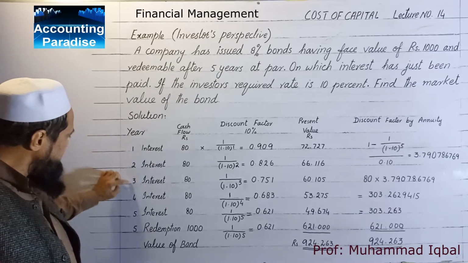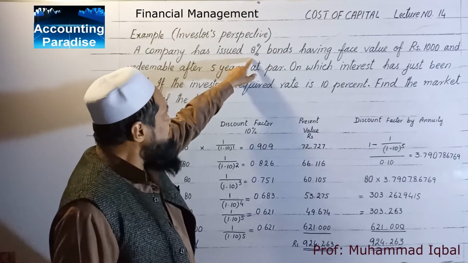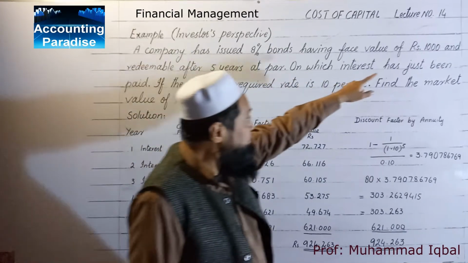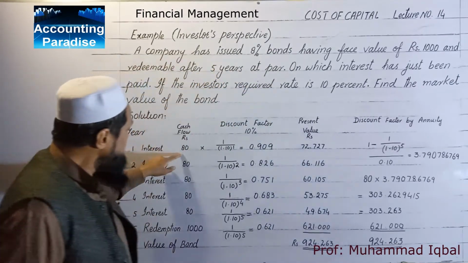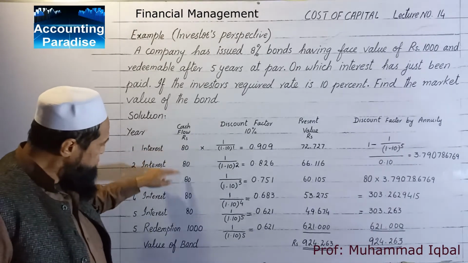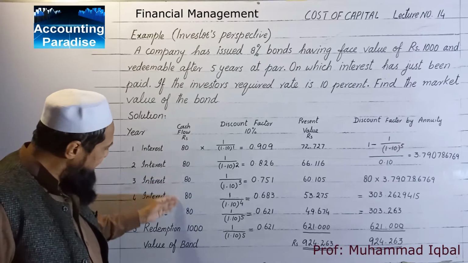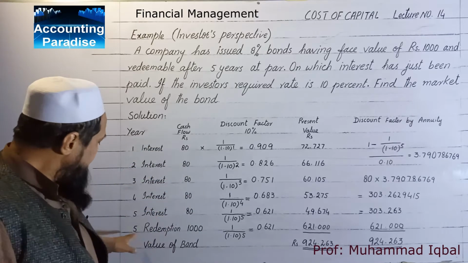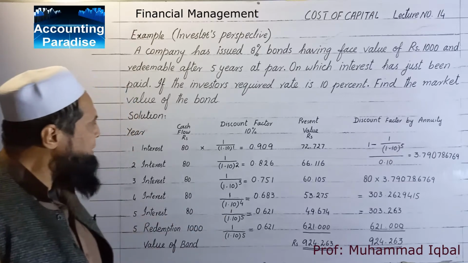Years 1, 2, 3, 4, 5. You see that it is an 8% bond. On the 1000 value, the investors will get rupees 80 per year. For 5 years, the investors will get rupees 80. And after 5 years, rupees 1000 will be repaid.